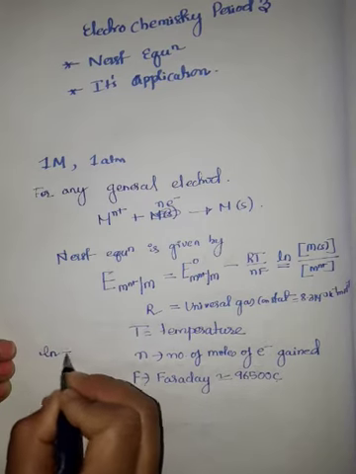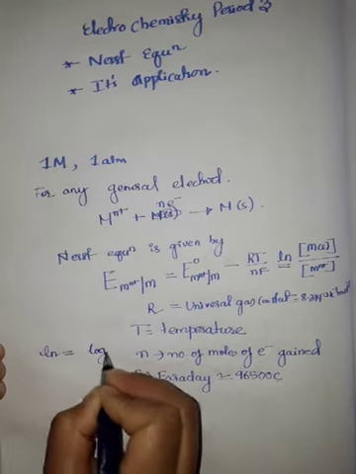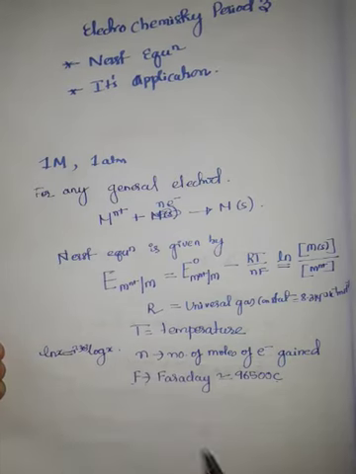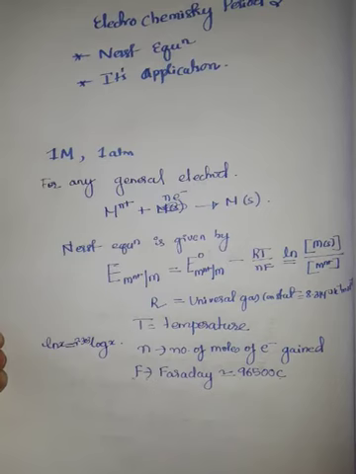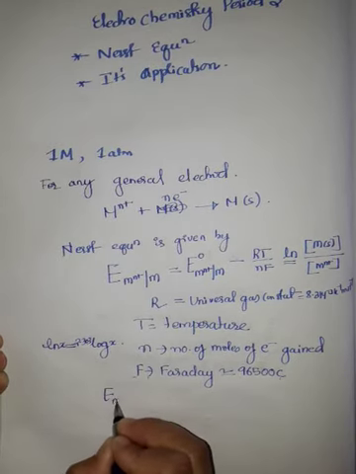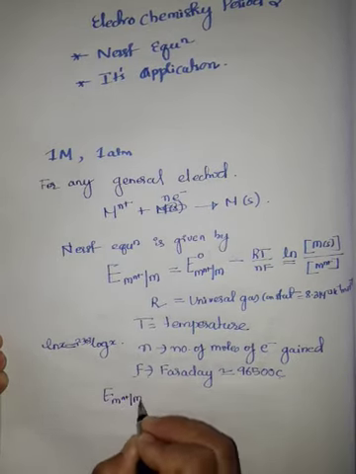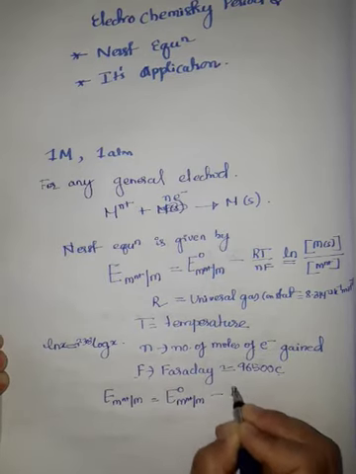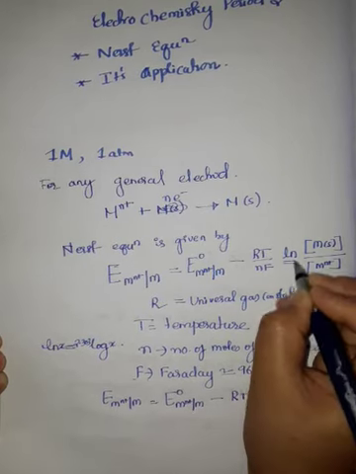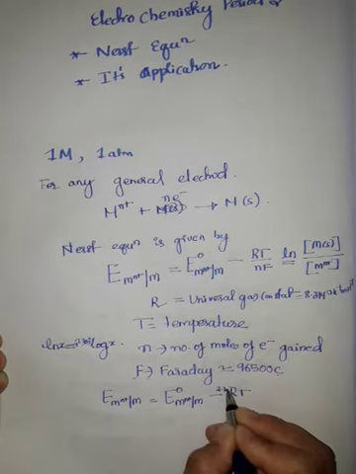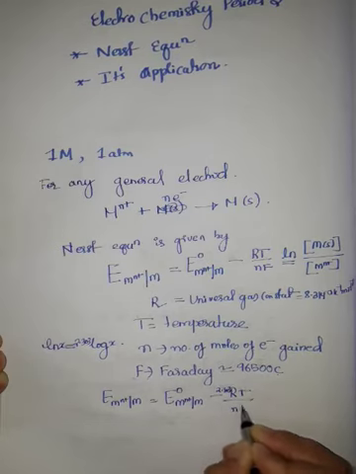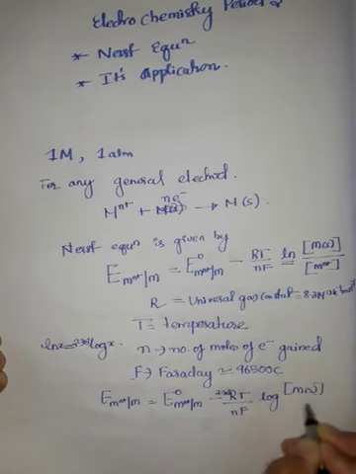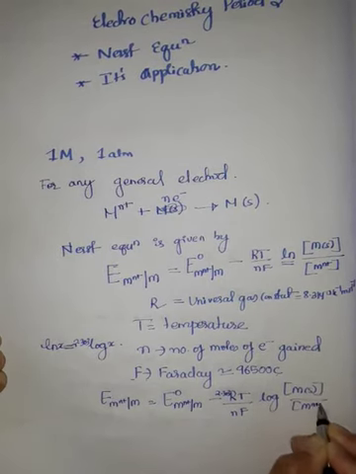Then how is this related to the log with base 10? ln is equal to 2.303 log. So how can we write this equation again? E of M^n+/M is equal to E naught minus 2.303 RT by nF log of M by M^n+.